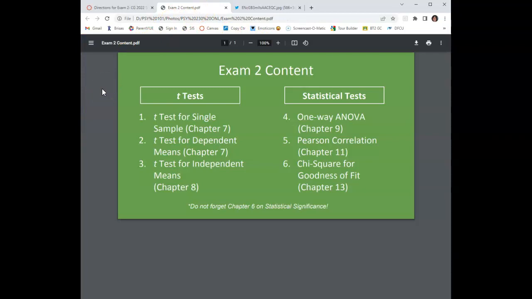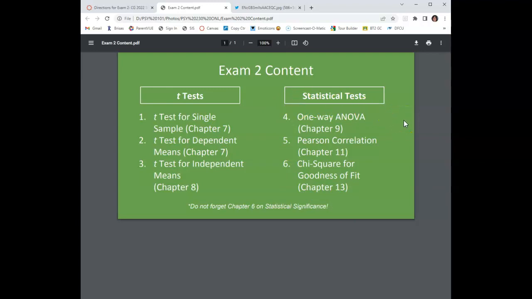These 6 tests can be separated into 2 groups. Group 1 are the 3 different t-tests that we learned in chapters 7 and 8. And Group 2 are the remaining 3 statistical tests of ANOVA, correlation, and chi-square. For the exam, the computational questions will ask you to complete 2 statistical tests or 2 hypothesis tests from start to finish. One test will be from Group 1, and the second test will be from Group 2.